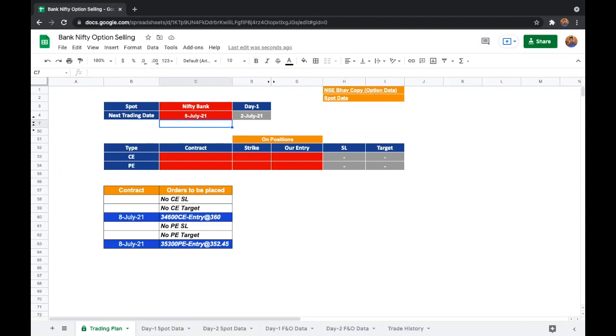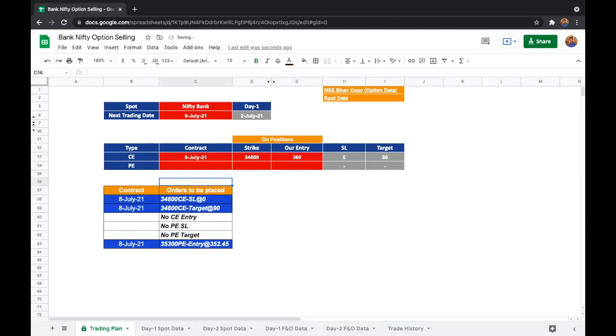Also here we need to enter our on position. So whatever trades we have already taken and carried overnight, we have to enter over here. For now, we have a CE sell position on. So we have an on position at 34,800 on the contract which is 8th July 2021, right? And over here we need to enter our entry. Our order got triggered at 360 rupees, right? So this will calculate all the necessary orders that we need to place for the next trading day.